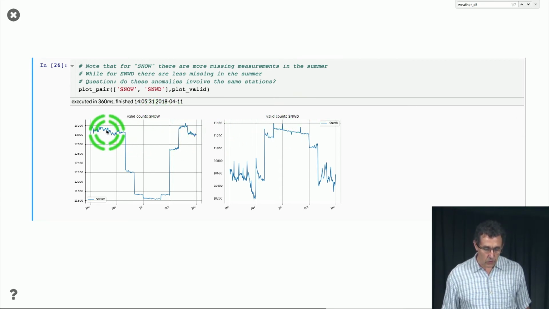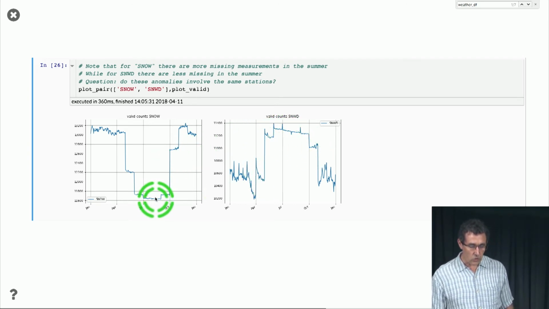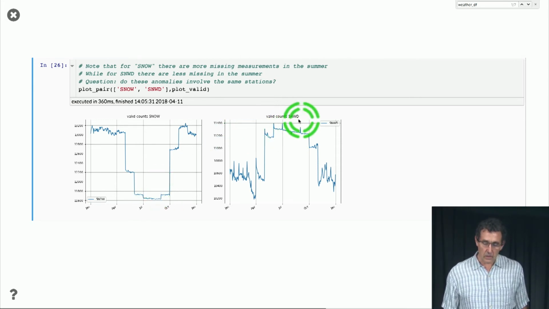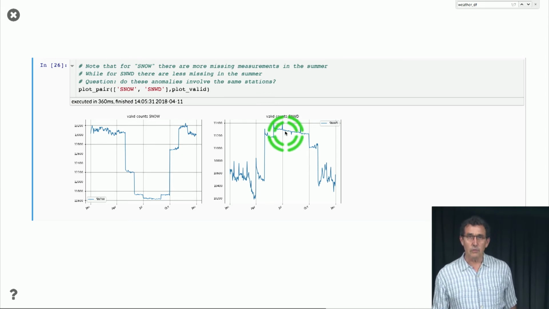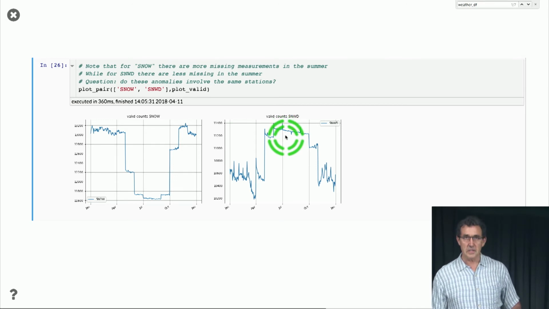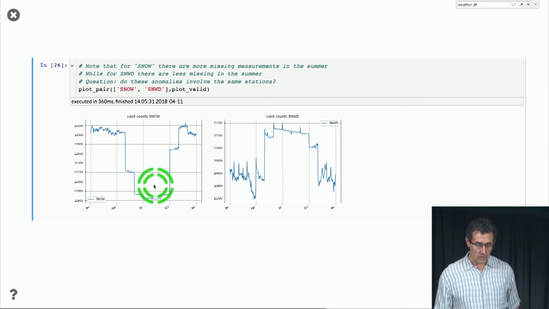It's kind of curious that in terms of snow, we have fewer measurements in the summer, and in terms of snow depth, we have more. What is pretty clear is that in July, all of these measurements were 0. So maybe different stations had different approaches, and some stations said, well, it's summer, obviously there is nothing, let me just not put any entry rather than put the entry 0. So that might explain this.